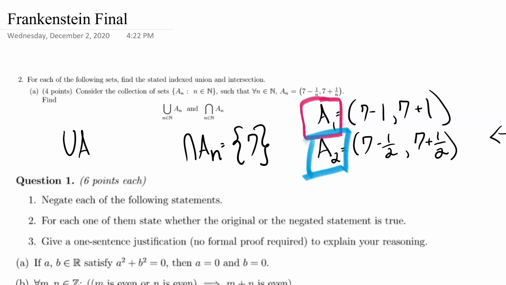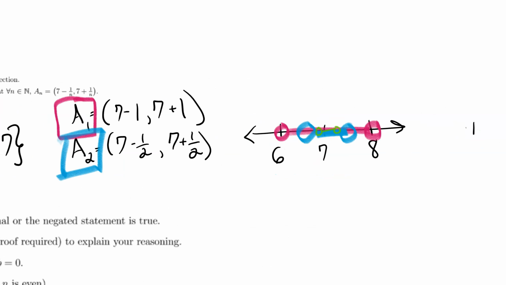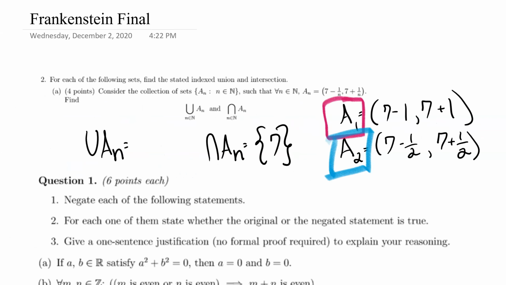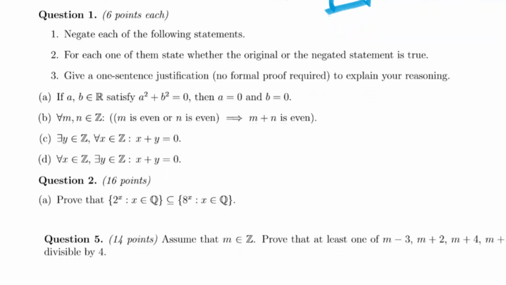But the union, actually we take that same information that they keep getting smaller and we say, okay, well the union is actually just the first set. So the union is A1, and that is 6 to 8, open brackets. Okay, boom, roasted.